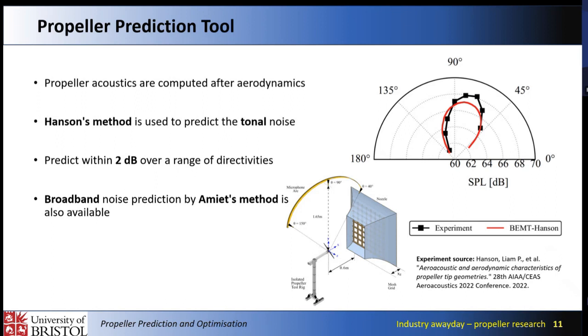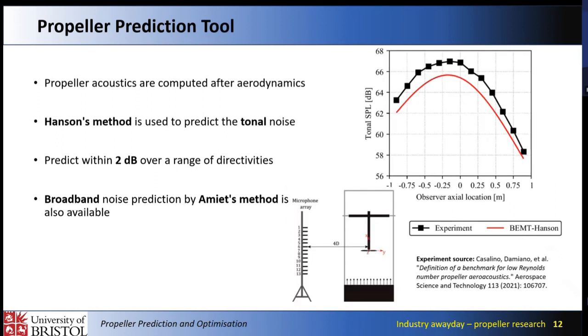And we've also looked at this for results from other institutions as well. So this is some results from TU Delft. And again, this is over a linear array, we get similar, very good matching of the directivity pattern within 2 decibels. And these are for the tone.